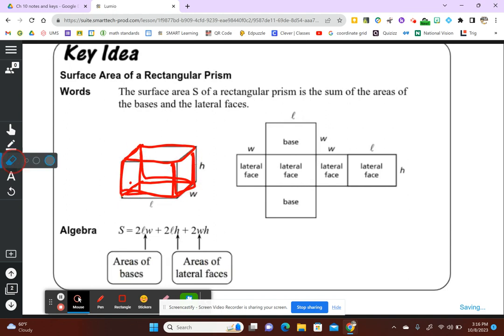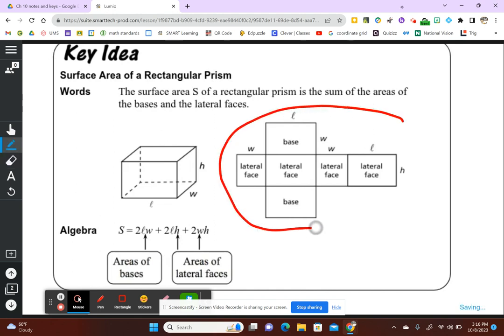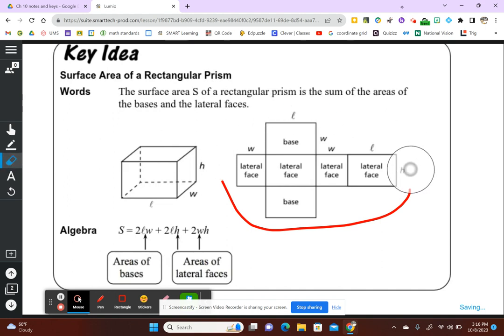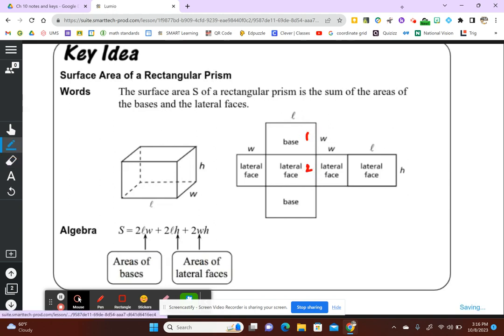And we can draw this using what we call a net. This is an example of the net, and the net can fold up and become the rectangular prism. So, two different ways that you can find the area of a rectangular prism is to draw the net and then find the area of the 6 rectangles.